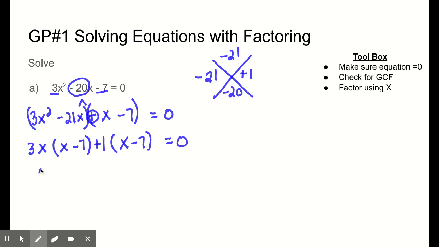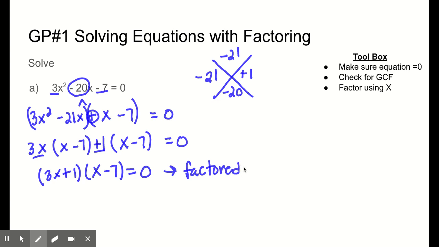And then from there, we can put this back together in factored form as 3x plus 1 times x minus 7. So this is our factored form. So in your practice today, you're going to see the questions broken down into two parts. Part A asks for you to write your equation in factored form, and that's going to look like this. The second part asks for you to solve. So what we have to do from here is use the zero product property to find our values of x.